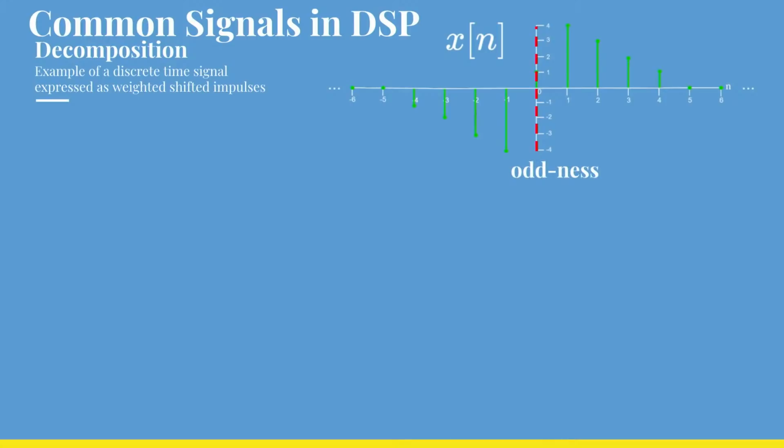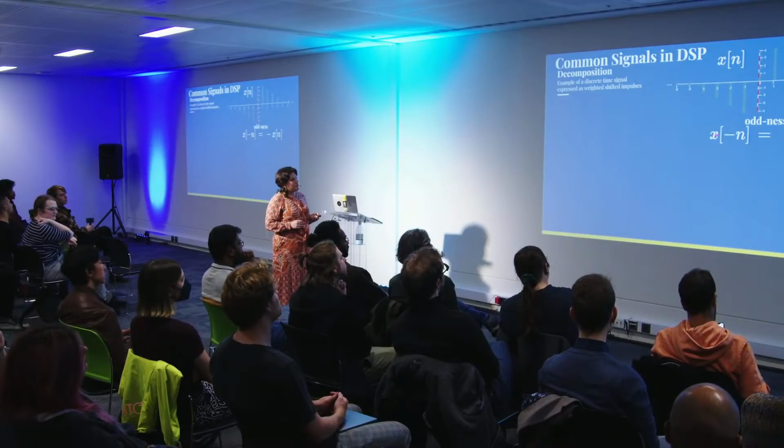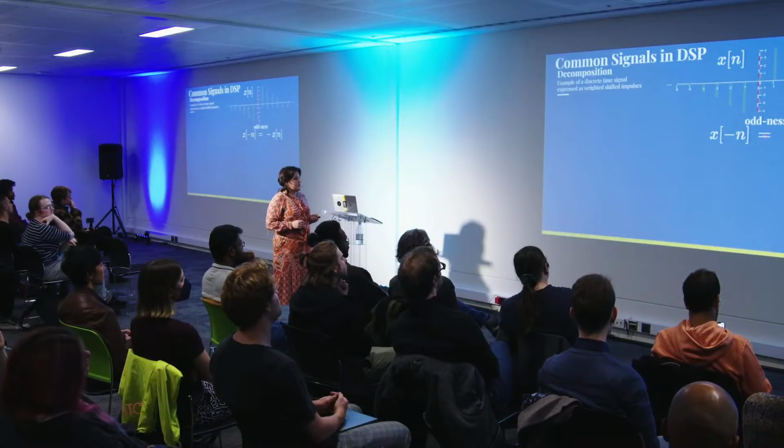The conditions for oddness are as follows: x of minus n equals minus x of n. This way we can check the above signal for oddness. I'll come round in front. So what we have to do when we check conditions like this is just plug in a number for n. So let's say we plug in 1. We've got x of minus 1, which is this line here, which has a value of minus 4. So this should be equal to minus x of n.